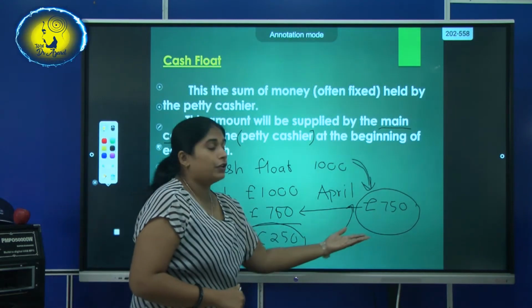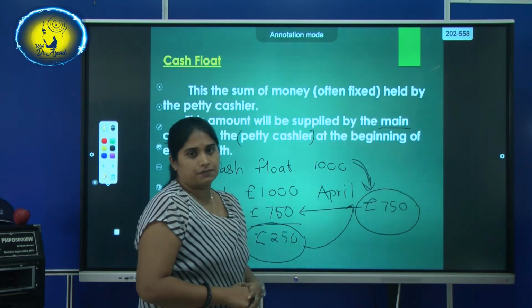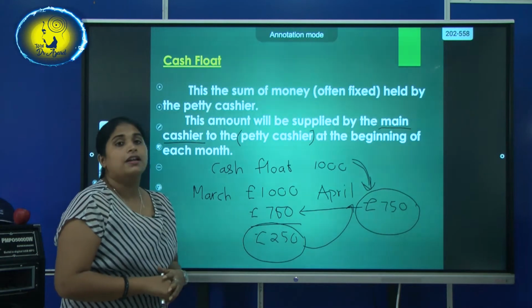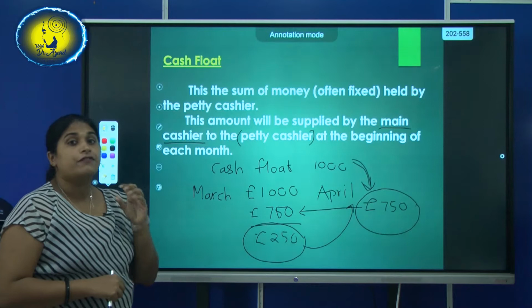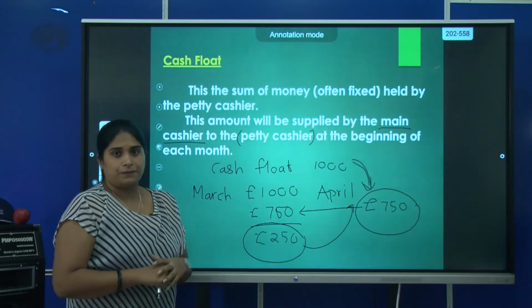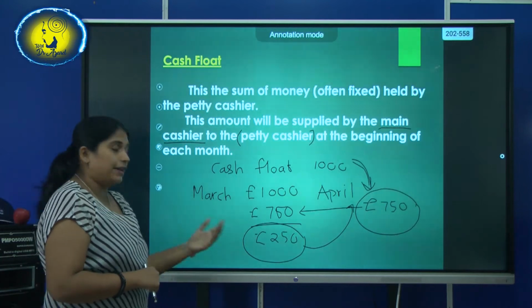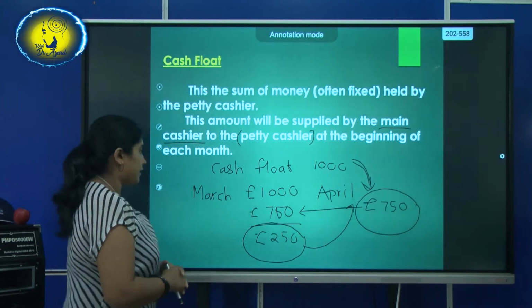So when we ask from the main cashier, we call it reimbursement. What do you call it? Reimbursement. When I'm doing a sum, I'll explain you further. So understood? So cash float is a fixed amount which you receive at the very beginning of each month. So whatever the balance you have, that balance should be updated to the cash float.